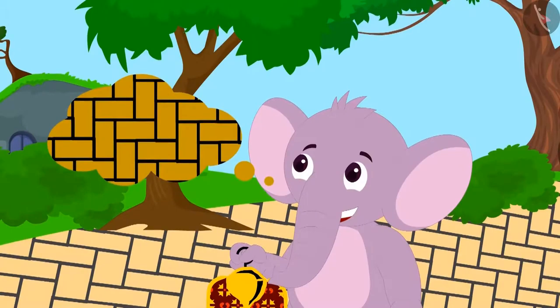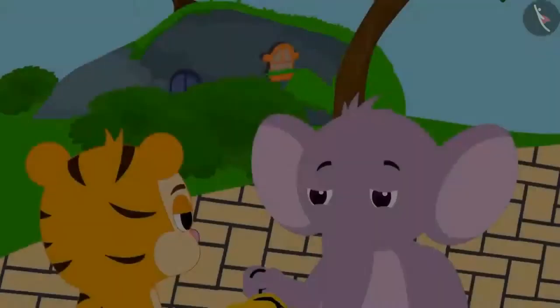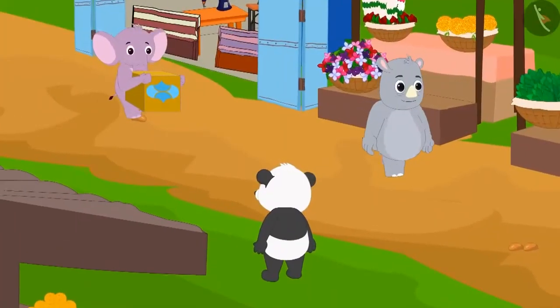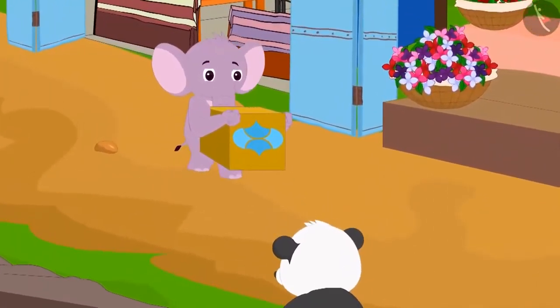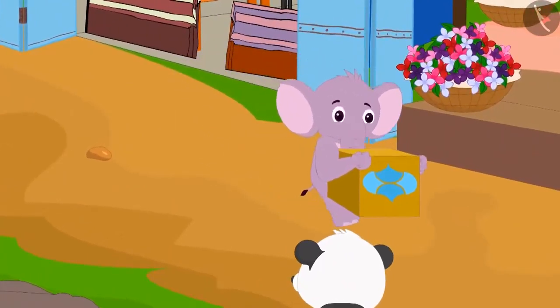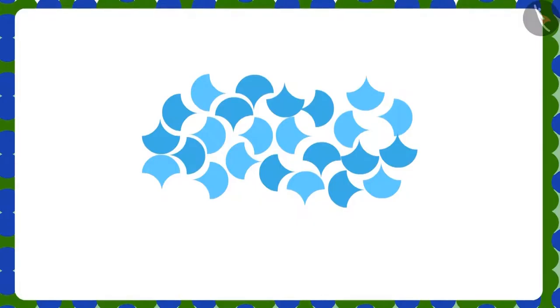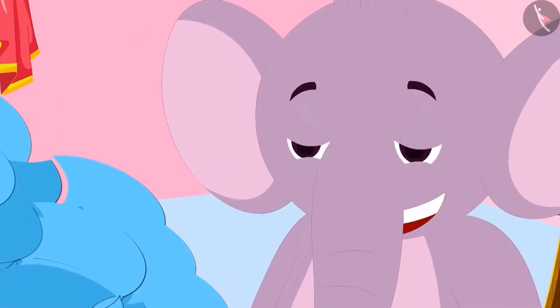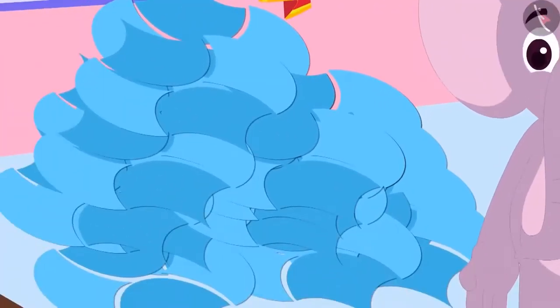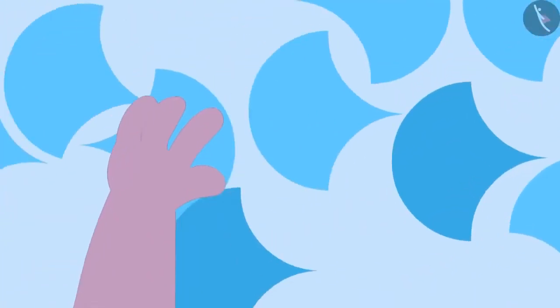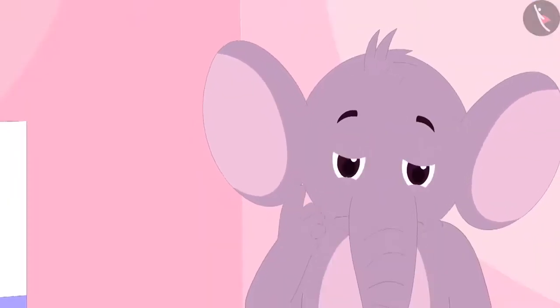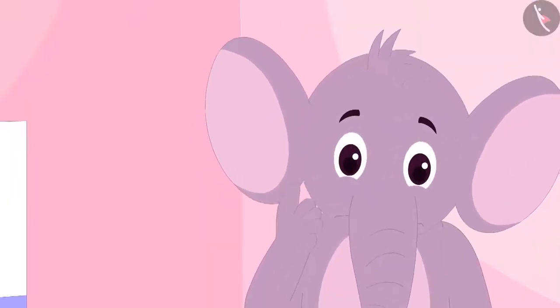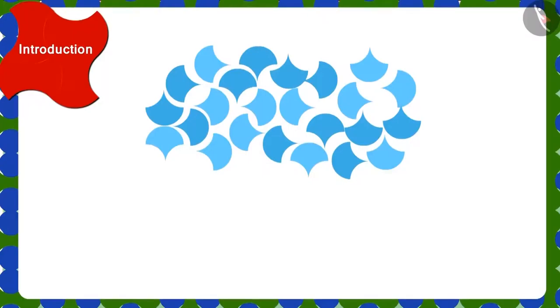Yes, we can make this pattern by arranging these tiles horizontally like this, then vertically, and then again horizontally, and so on. Appu enjoyed making patterns with the tiles. He thanked Sher Khan and bought some curvy shaped tiles to make a beautiful pattern on the floor of his house. Appu reached home and with great excitement started making patterns with tiles bought from the market.